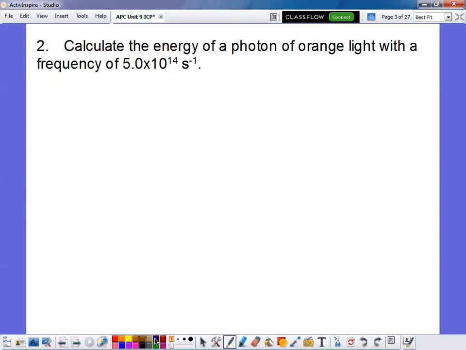So the next formula we're going to learn is this. E equals h nu. Again, this is on your formula sheet, as is the constant, which is h. So both of our formulas have constants. We have c, which is the speed of light, and h, which is called Planck's constant.